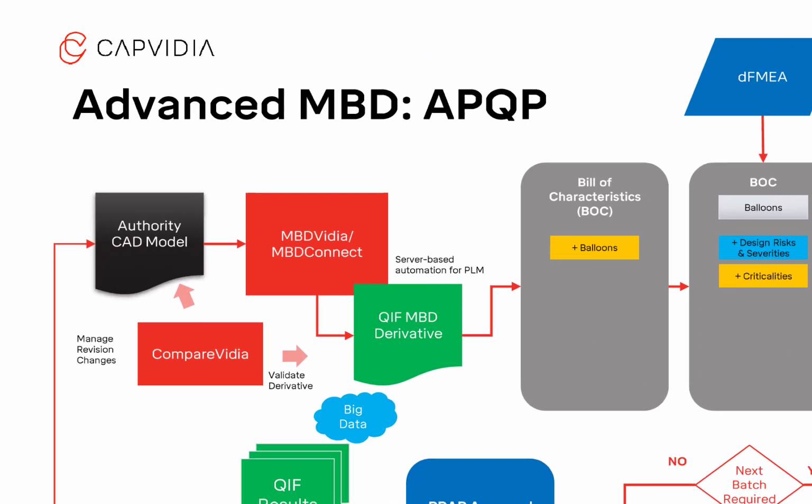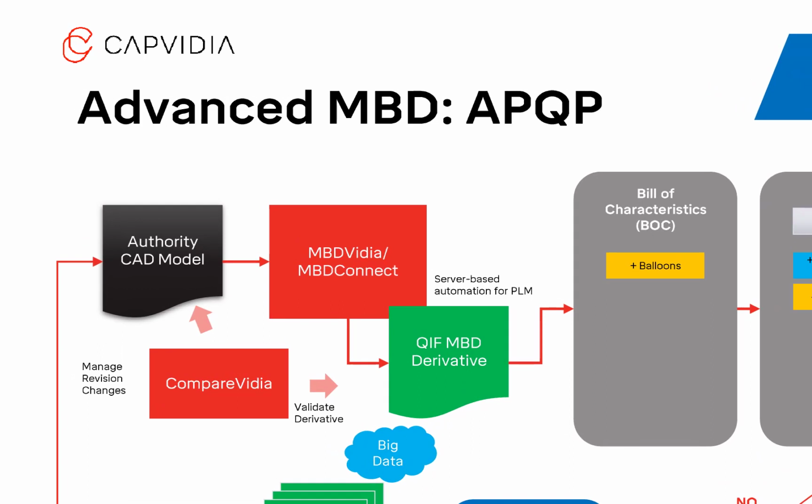So let's start off on this workflow. Where do you start? You have your authority CAD model, your authority product definition. This is your Creo Parametric model. You have your 3D annotations specified on the model. So the first thing that you'll do is export that data to QIF. We have our plugin to Creo Parametric that will do that. We have server-based tools that will interface with Windchill to do that and so forth.